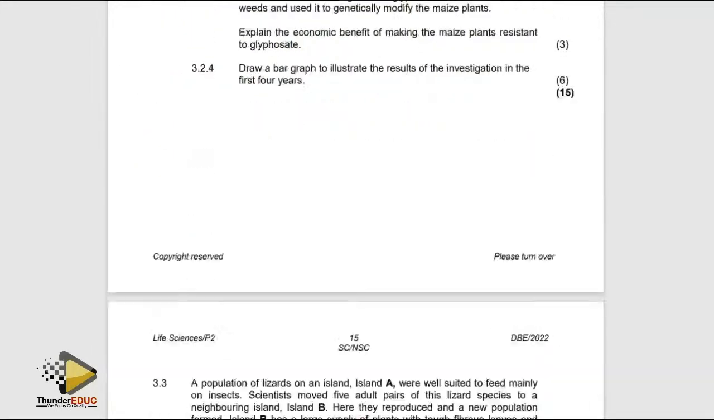Okay, the bar graph. Now here, when you talk about the bar graph, you need to know the things we are looking for, so that when you go to the exam, you don't miss any question concerning the bar graph, concerning the graph. The first thing you need to know is the caption.